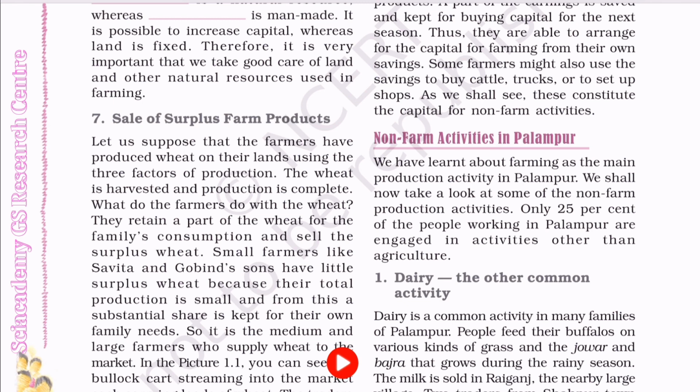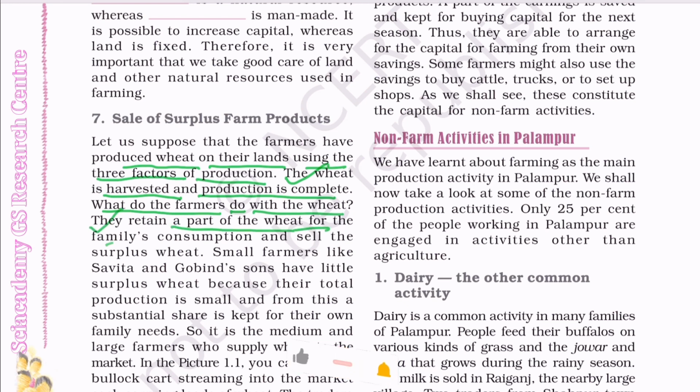Let us suppose that the farmers have produced wheat on their lands using the three factors of production. The wheat is harvested and production is complete. What do the farmers do with the wheat? They retain a part of the wheat for the family's consumption and sell the surplus wheat.